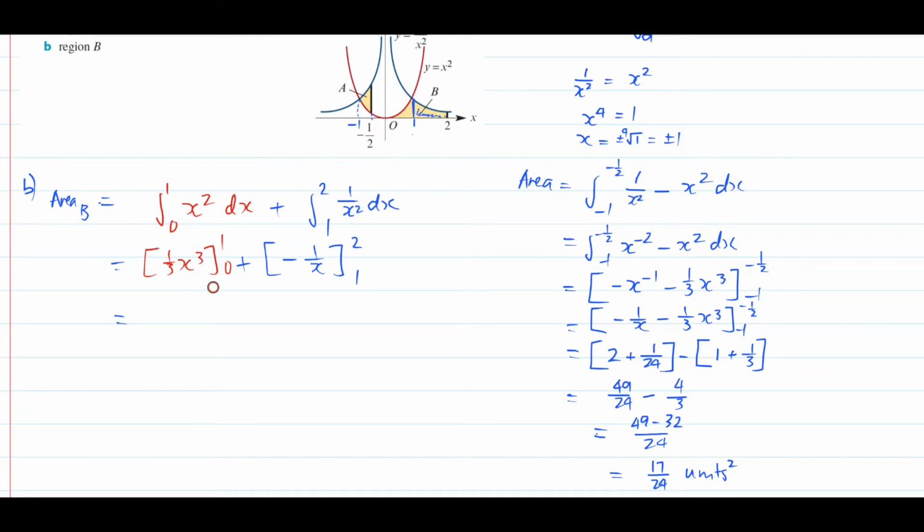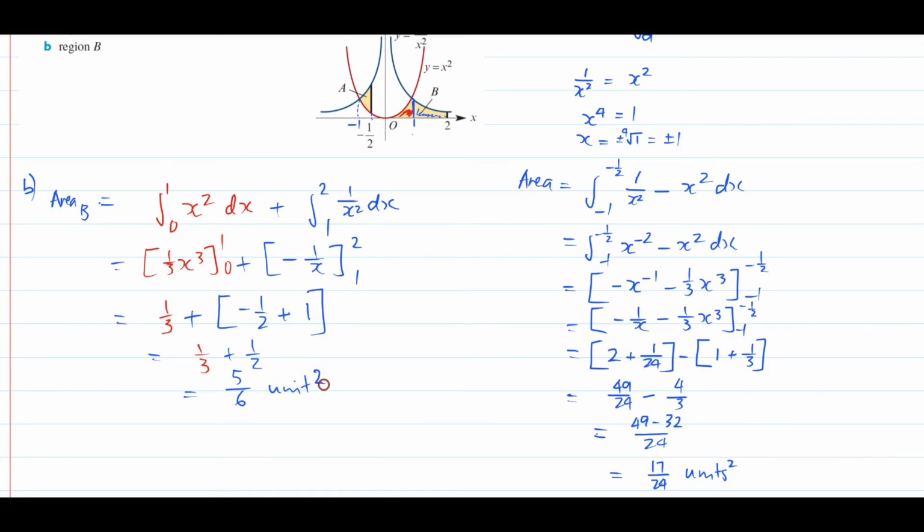Okay, so the red area, the area underneath the red curve, the parabola, would give us 1 on 3. When we sub in 1, you sub in 0, you get 0. That's why 0 is such a good number. And we sub in the blue part as well. So sub in 2, we get negative a half, and then you sub in 1, make sure when you sub in 1 you put a minus, and it's a minus of a minus, so that gives us a positive 1. Okay, and then 1 on 3 plus a half, and our final answer should be 5 on 6, and then units square.